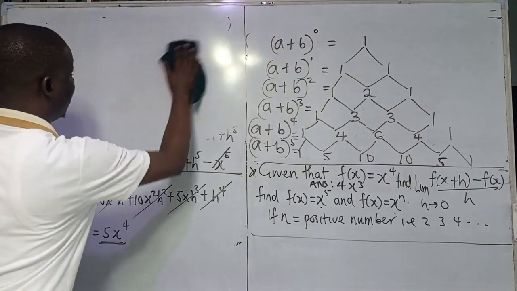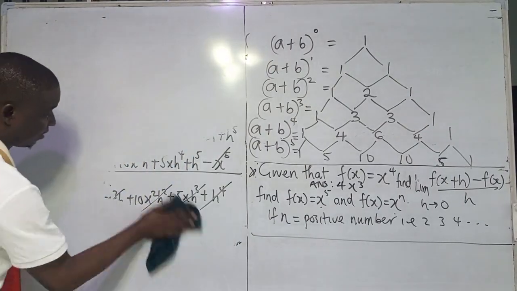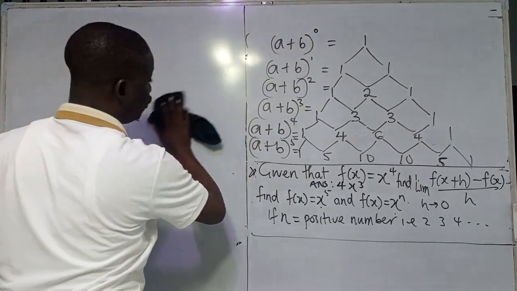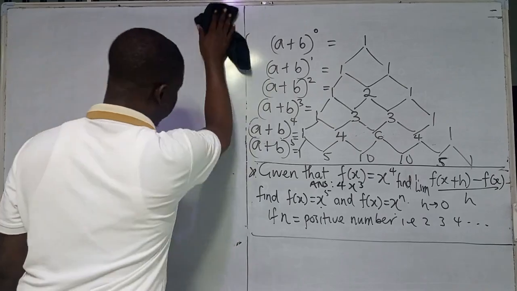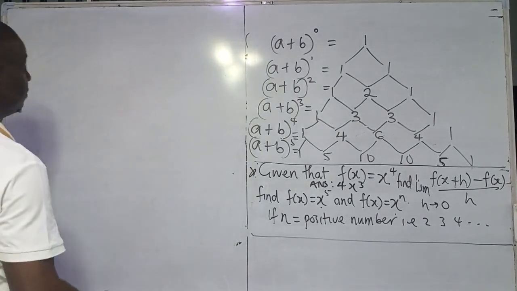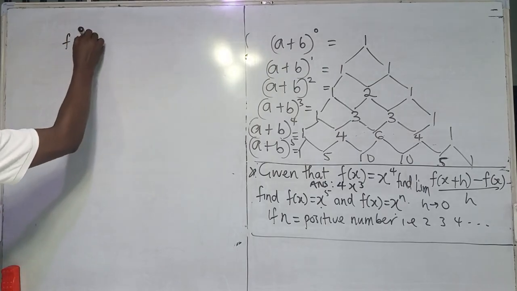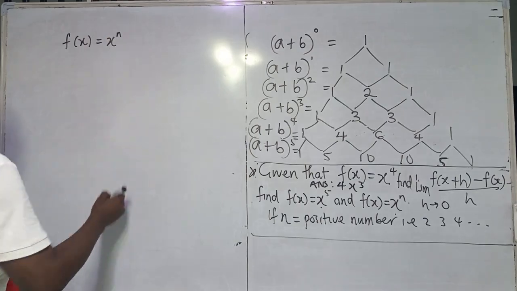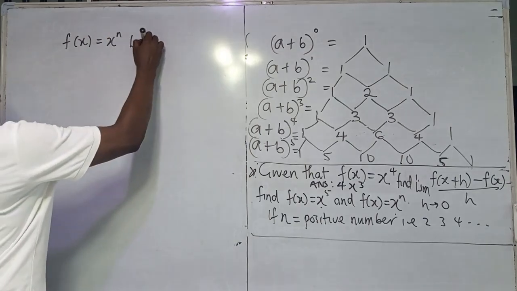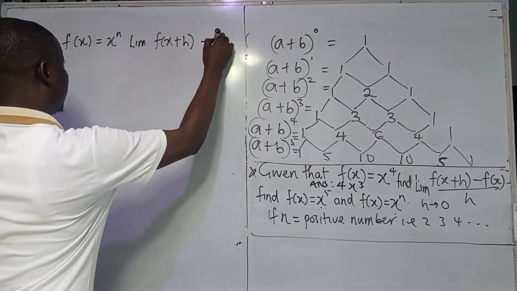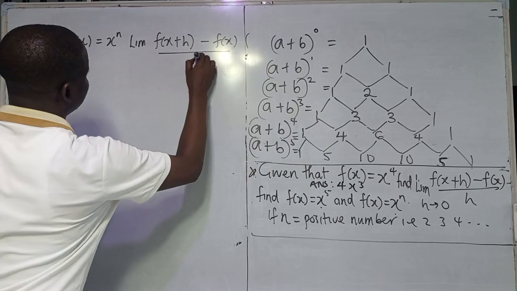Now the last one, which ends this part, will be what? I will use binomial expansion to do that. How do I use binomial expansion? f of x is equal to x to the power n. We are looking for the limit of f of x plus h minus f of x, all over h.